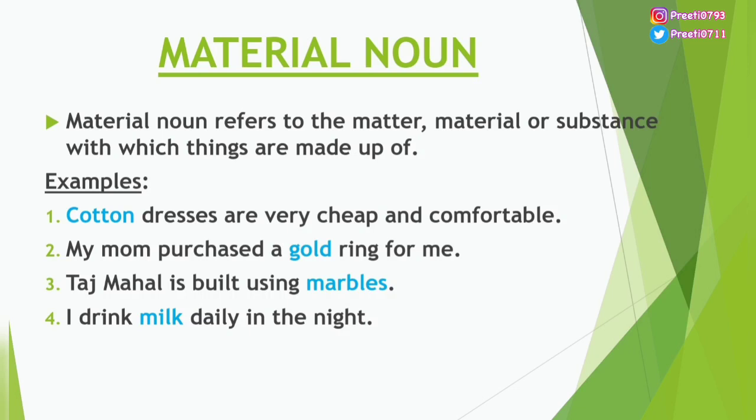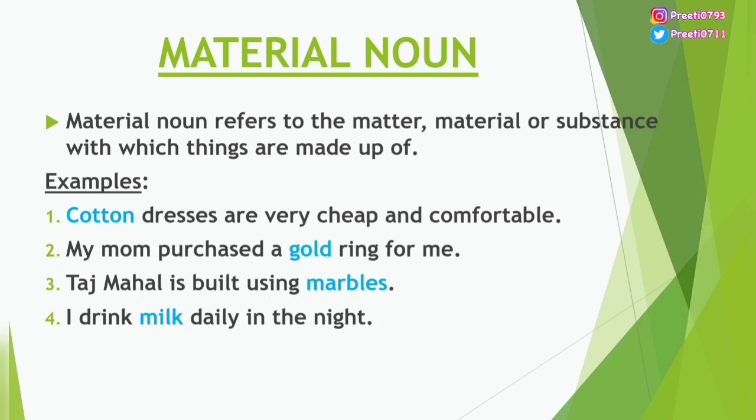Examples: cotton dresses are very cheap and comfortable. In the sentence given here, I have highlighted the word cotton because cotton is the name of that material with which dresses are made up of. Second example says, my mom purchased a gold ring for me. I have highlighted the word gold here because gold is the name of that substance with which jewelry is made up of. Another example says, Taj Mahal is built using marbles. So marble here is the name of that material, that substance with which Taj Mahal has been made up of.